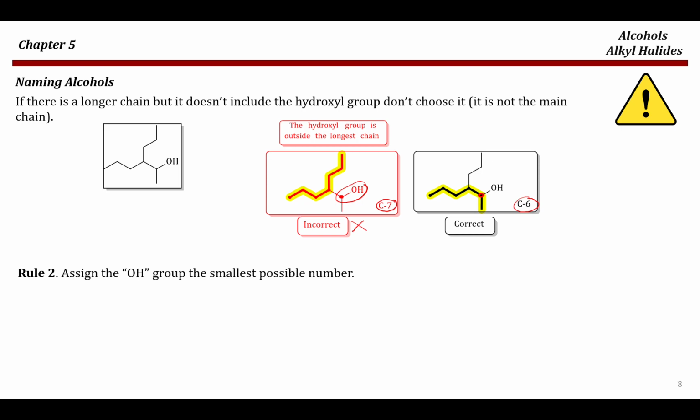The second thing that we have to pay attention to is when assigning numbers, the priority is to give the OH group the smallest possible number. So we don't care about the branches at this point. We just care about the OH group. Just try to give your OH group the smallest possible number.